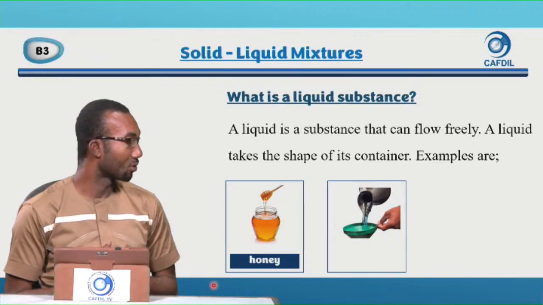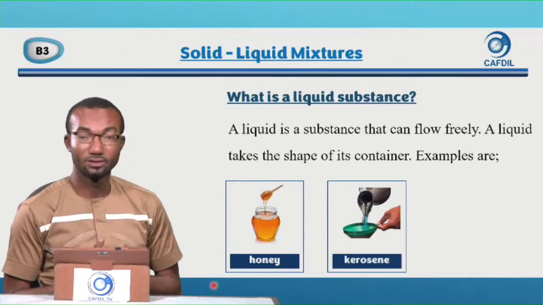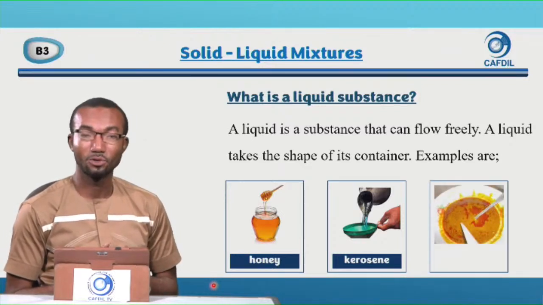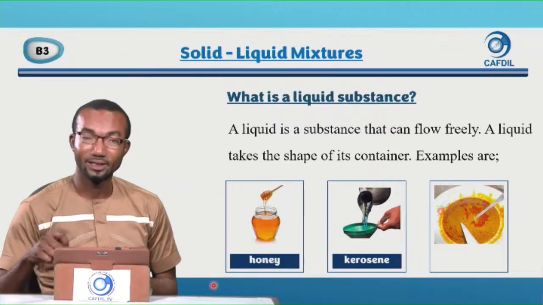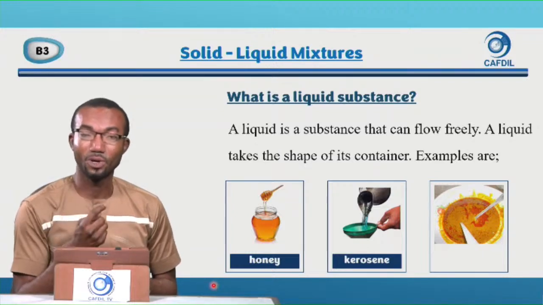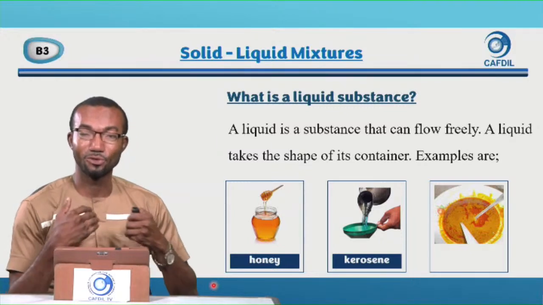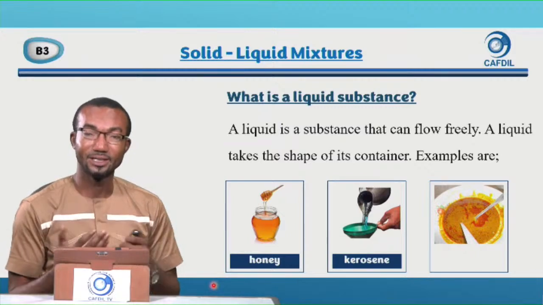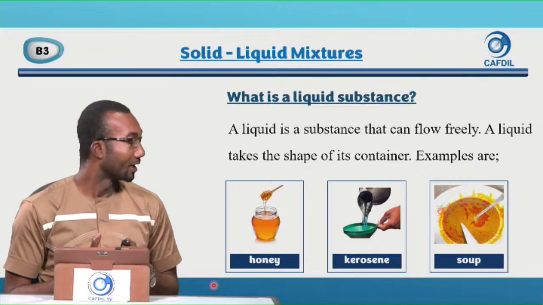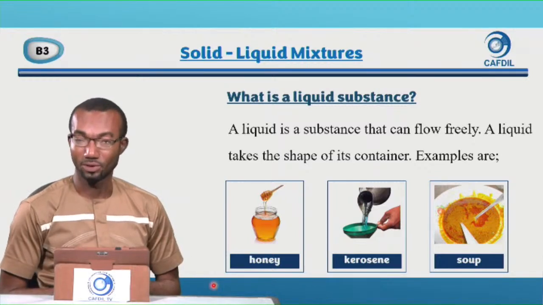And then we also have this kerosene flowing freely into the funnel. And then we also have soup. Soup can also flow freely. Other than that, when you take a spoon of soup into your mouth, if it doesn't flow, how can it pass through your esophagus and get to your stomach? Because it flows freely, you can sip some or drink some. So liquids flow freely and they take the shape of the container.